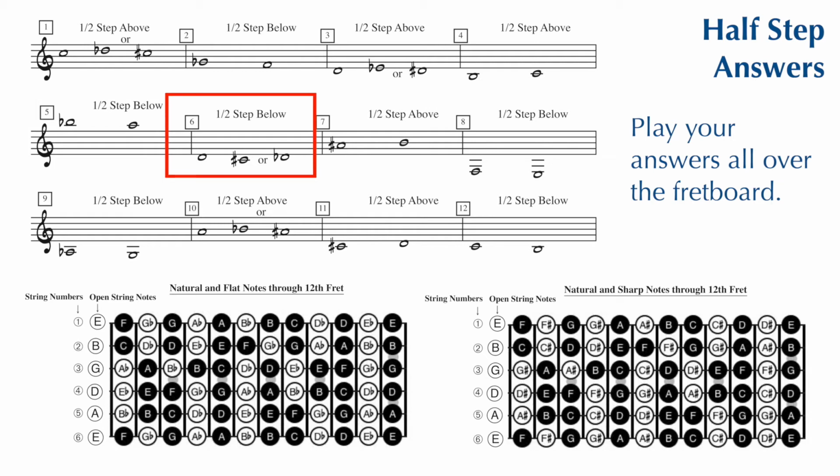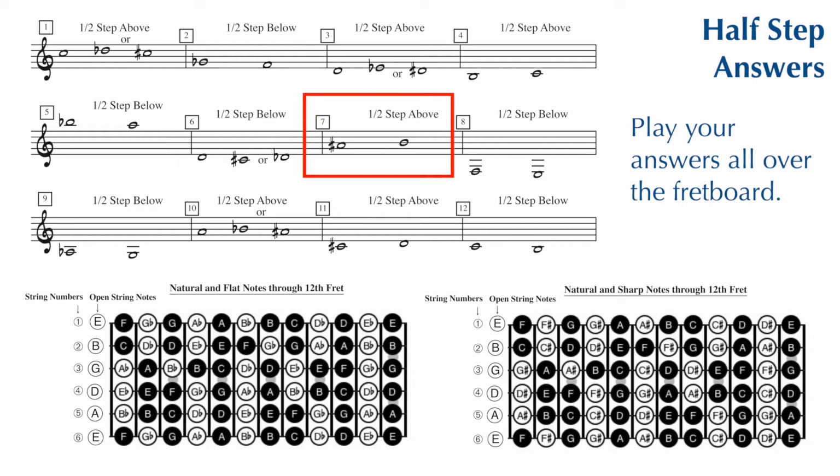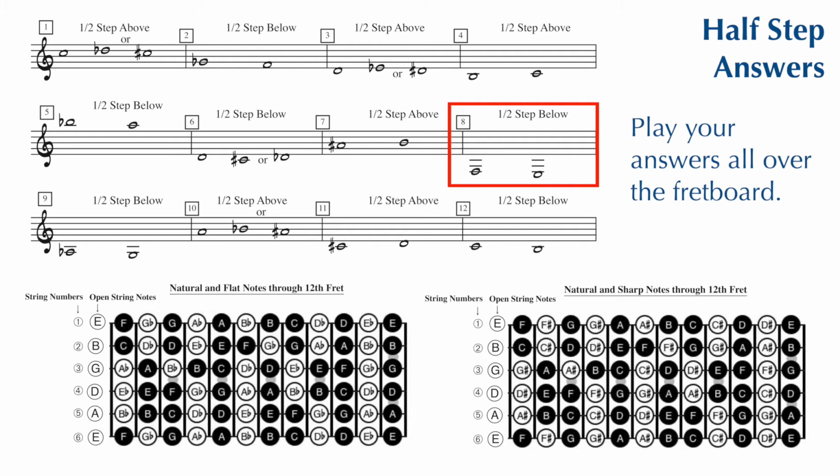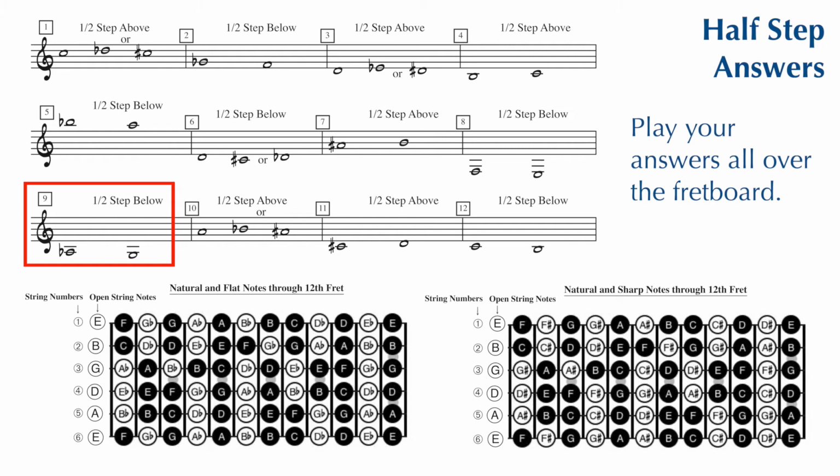Number 6, we have another D. A half step below that D is a C sharp or D flat. So here's my D, here's a C sharp or D flat. Number 7, we have an A sharp. Half step above that A sharp is a B. Number 8, we have an F. Half step below that F is a low E, which would be your open 6th string. Number 9, we have an A flat. Half step below that A flat is a G.